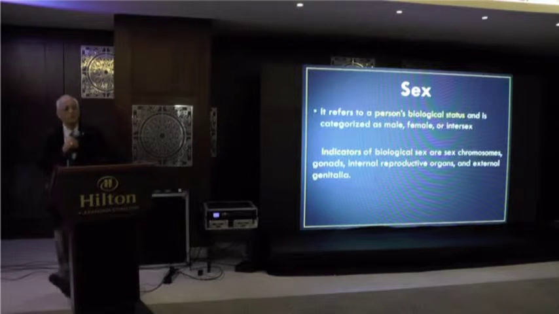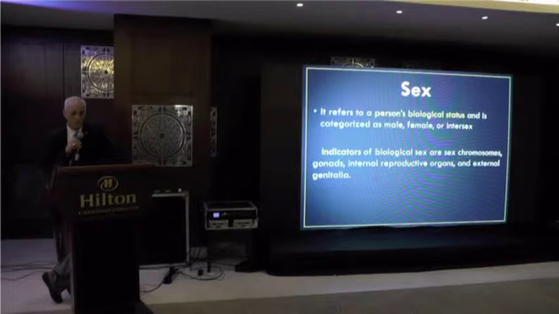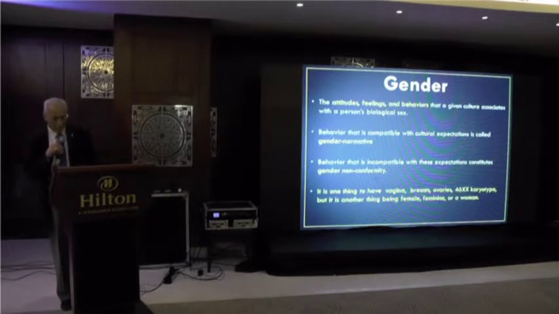Now, what is sex? It refers to a person's biological status and is categorized as male, female, or intersex, something in between. Indicators of biological sex, as we said, are 6: chromosomes, gonads, hormones, and internal and external genitalia.